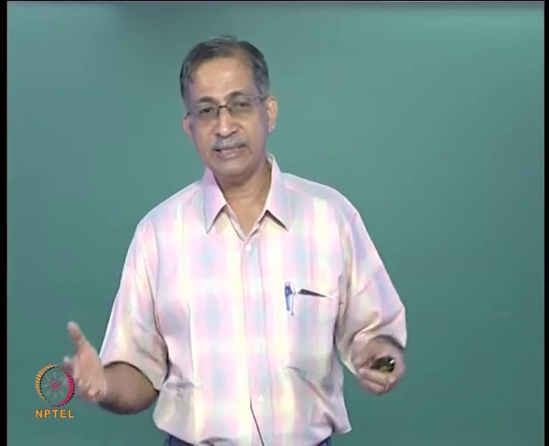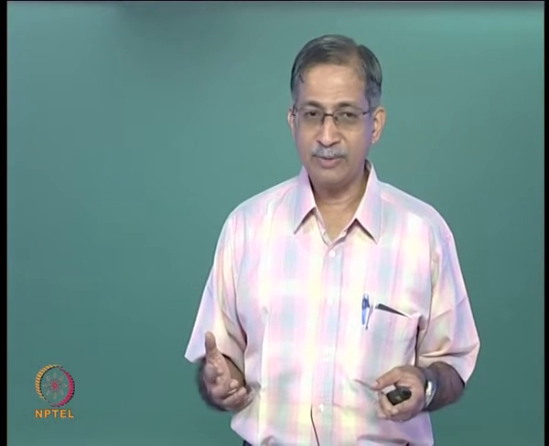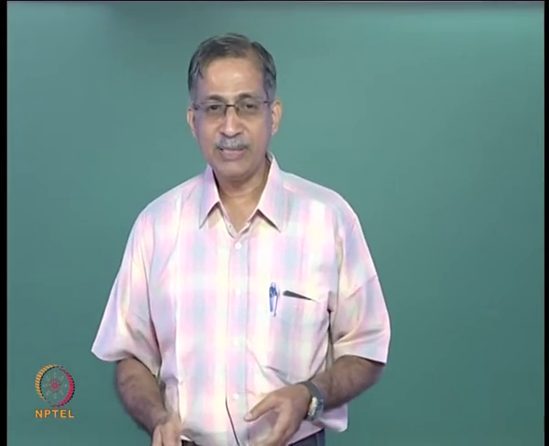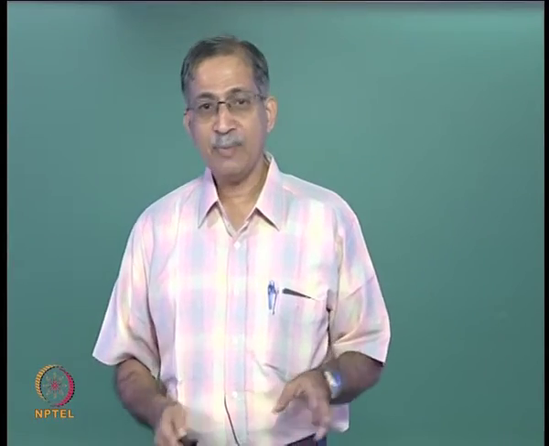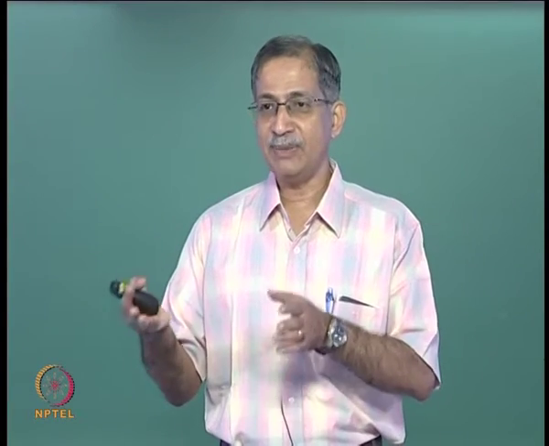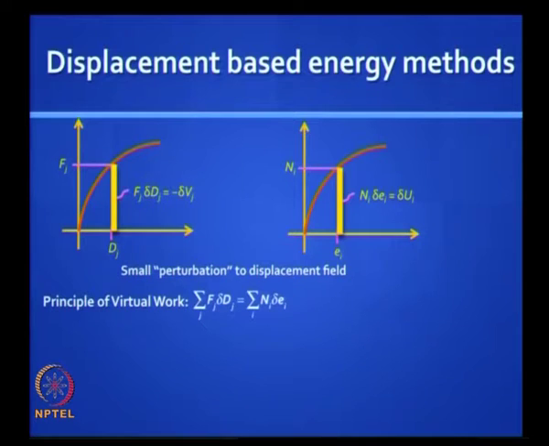And this must be equal to the corresponding internal virtual work, right, internal virtual work. So, the principle of virtual work says sigma fj delta dj must be equal to sigma ni delta ei, where the ni ei graph, the nonlinear picture may look like this, and that incremental strain energy is delta ui, right. So, first we look at the principle of virtual work. It says sigma fj delta dj is equal to sigma ni delta ei.